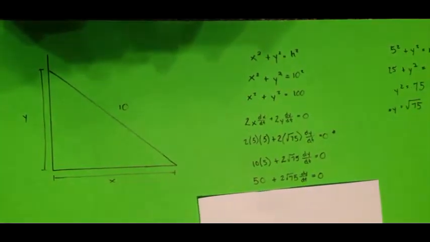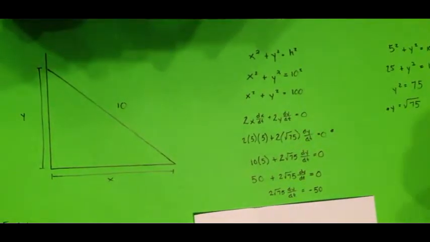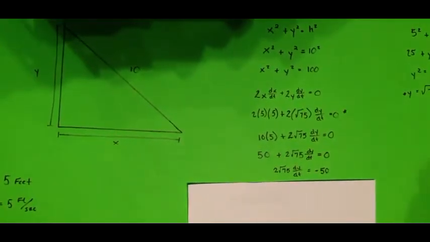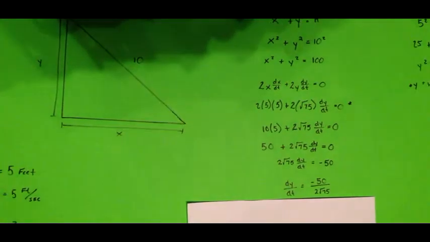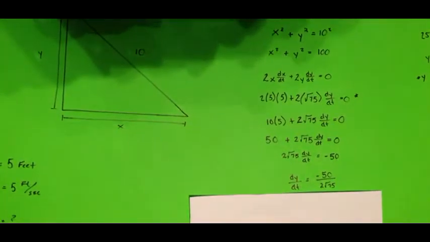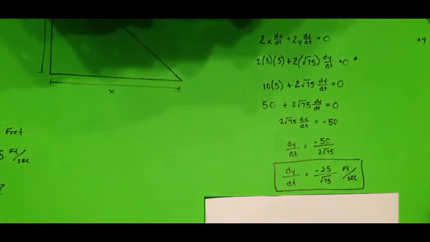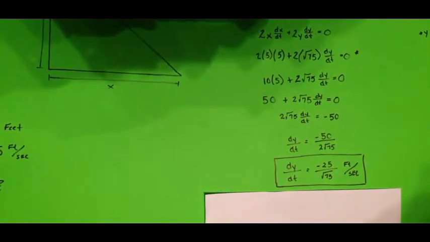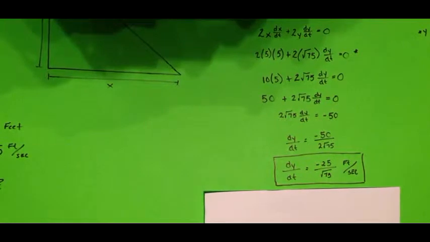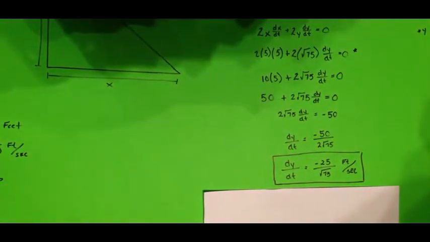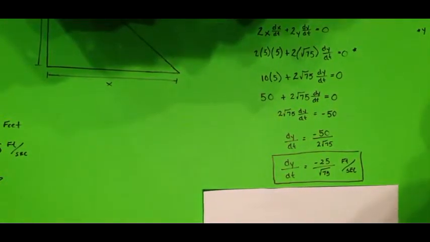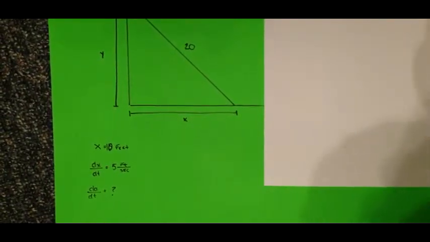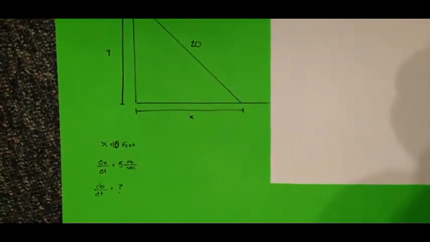Then you're going to subtract the 50 from the left side. And now that you subtracted the 50, you're going to divide by 2 root 75. Once you simplify, you get dy over dt equals negative 25 over root 75 feet per second. So now you know that the top of the ladder is moving down the wall at negative 25 over root 75 feet per second. Another great representation of problem number 2 is a right triangle.